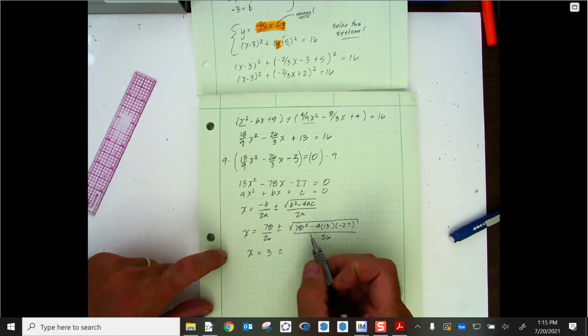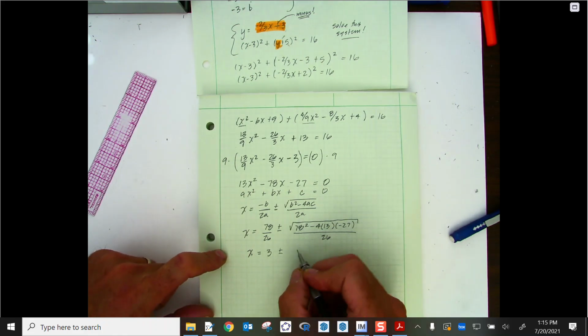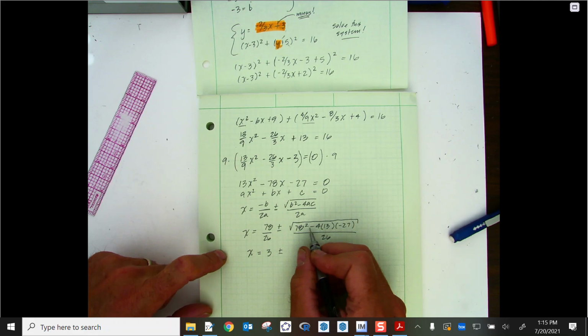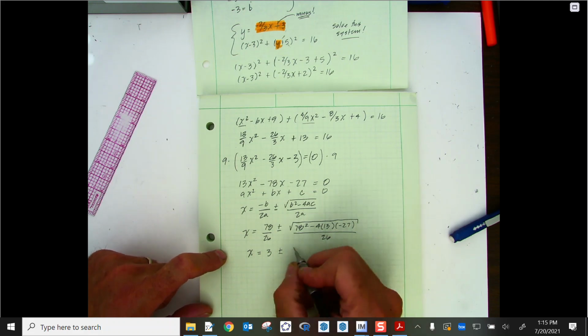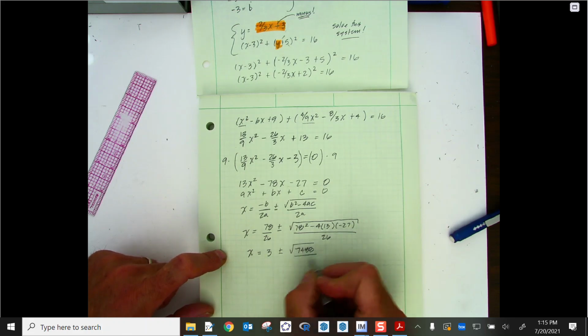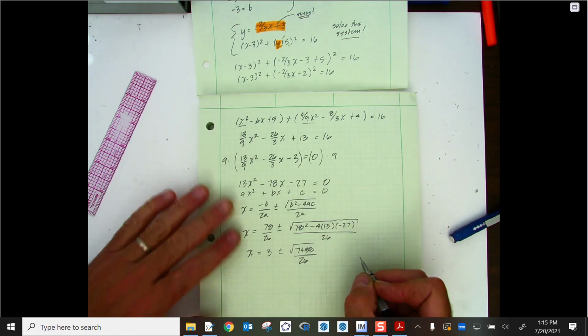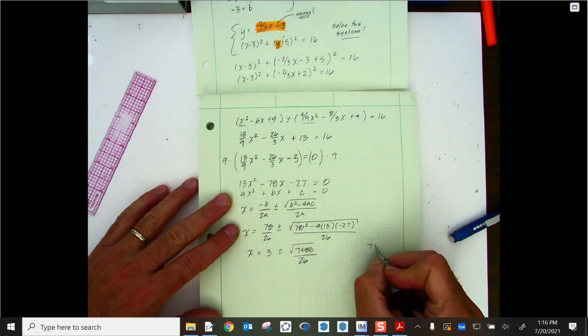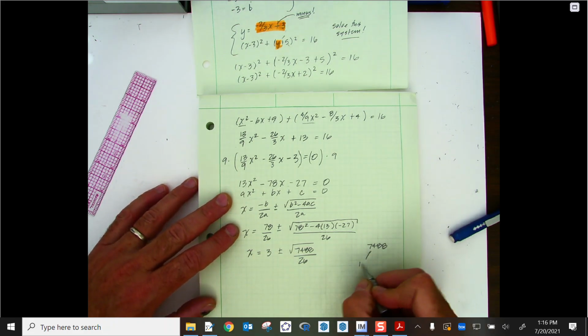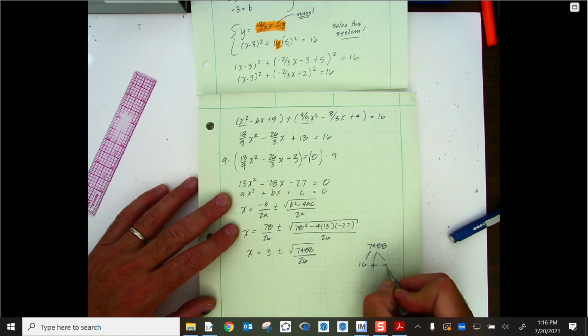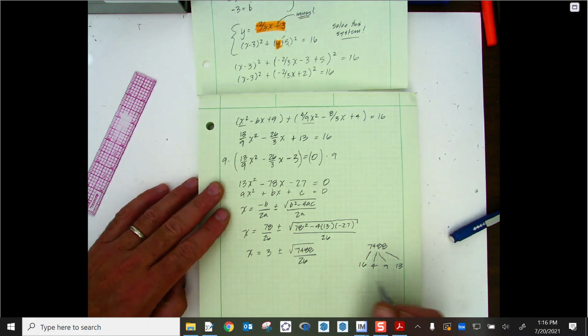Okay, so I did this on my calculator before getting ready, and 7,488 is what's under the radical, and that's all over 26, right? And then I looked a little closer at 7,488 and found out that it's divisible by 16 times 4 times 9 times 13. So that's what 7,488 is.